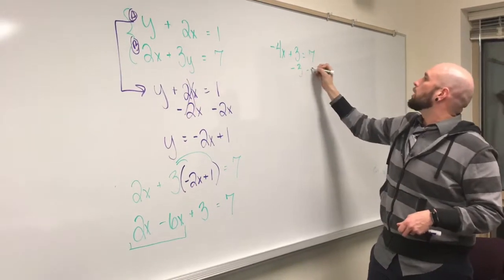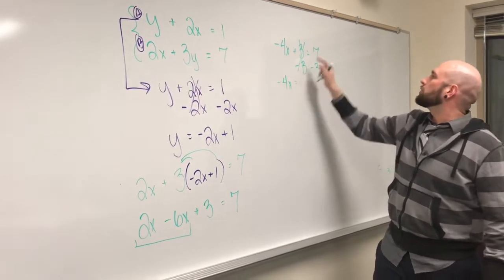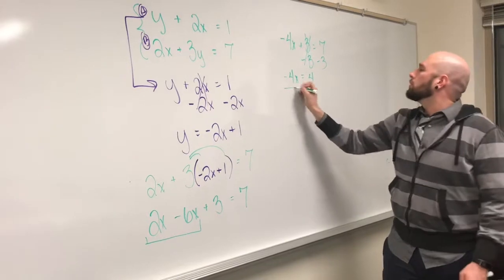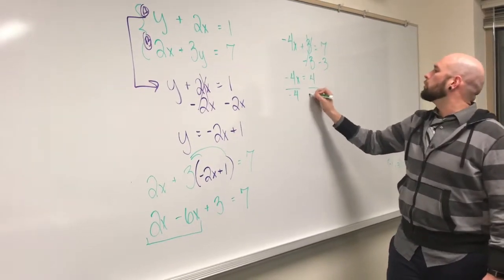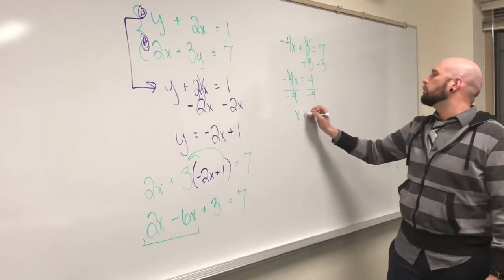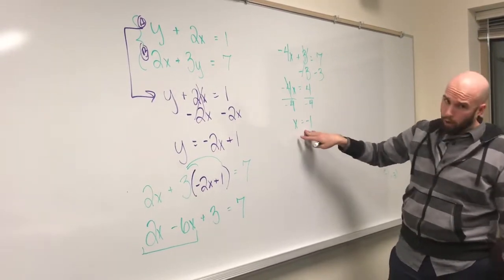Subtract 3. Cross that out. Negative 4x equals 7 minus 3, which is 4. To get x all by itself, divide both sides by negative 4. Cross you out. X equals negative 1. So I have half of a point.